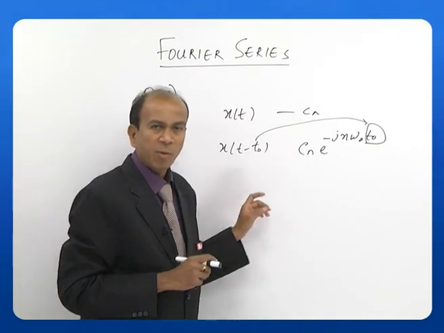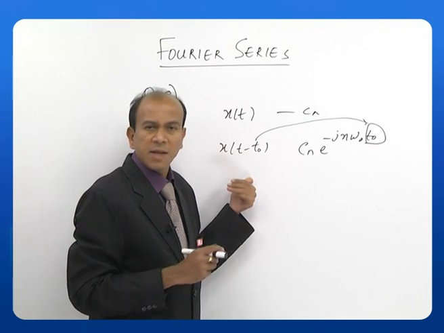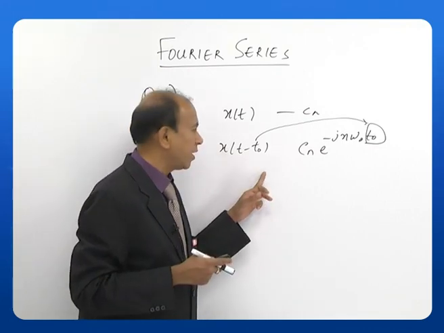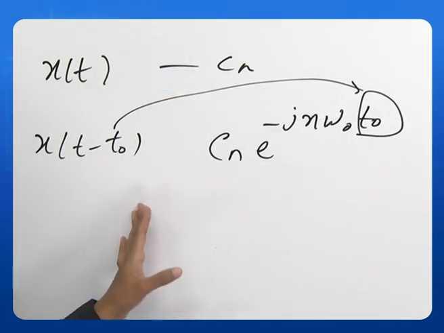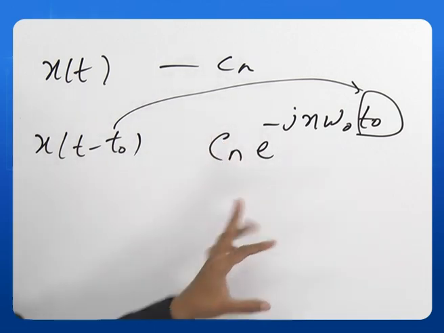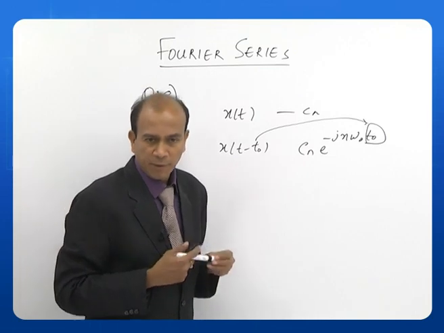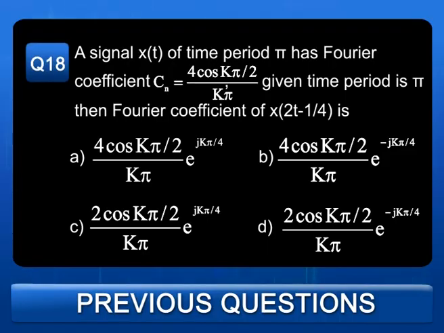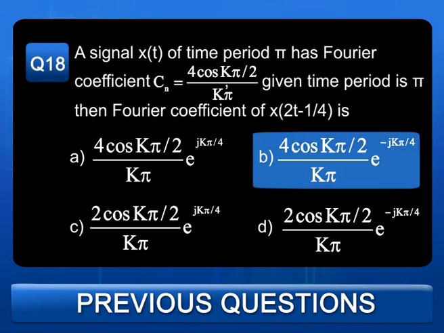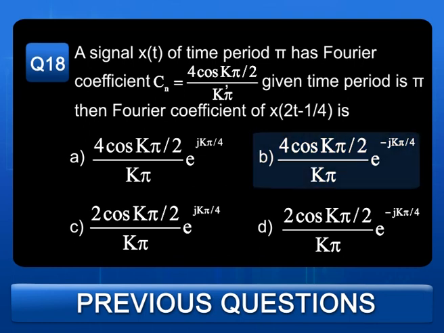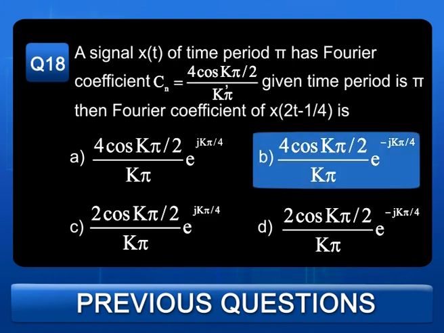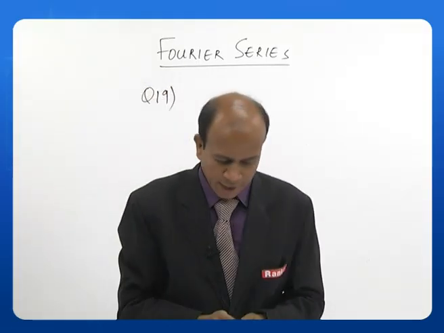So, here in our problem we are shifting x of 2t minus something, that is, t naught here is 1 by 4, that is what is being changed. So, Cn remains the same, whereas the exponential term becomes multiplied by 1 by 4. The answer is B, that means 4 cos(k pi by 2) by k pi is absolutely the same value as the Cn given to us, and the exponential is e to the power of minus j k pi by 4. Let us go to the next question.